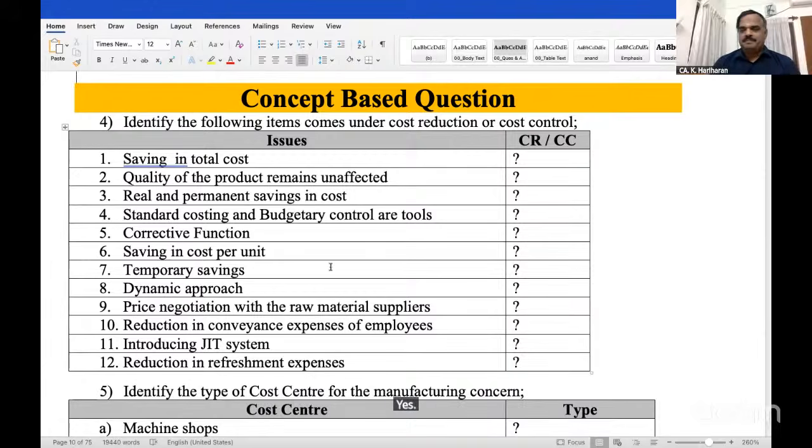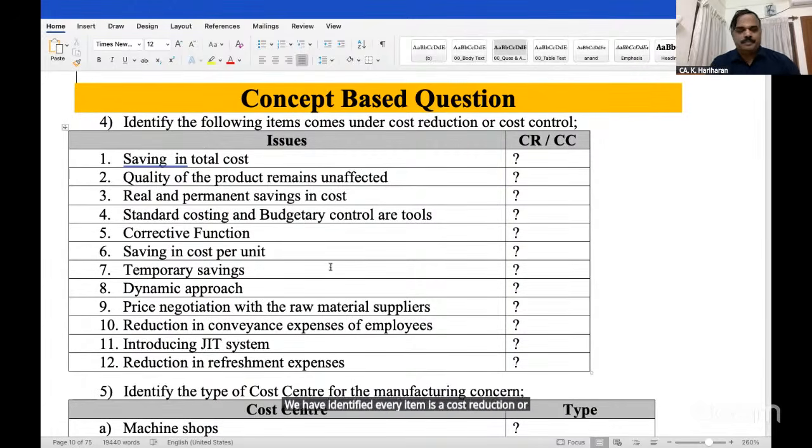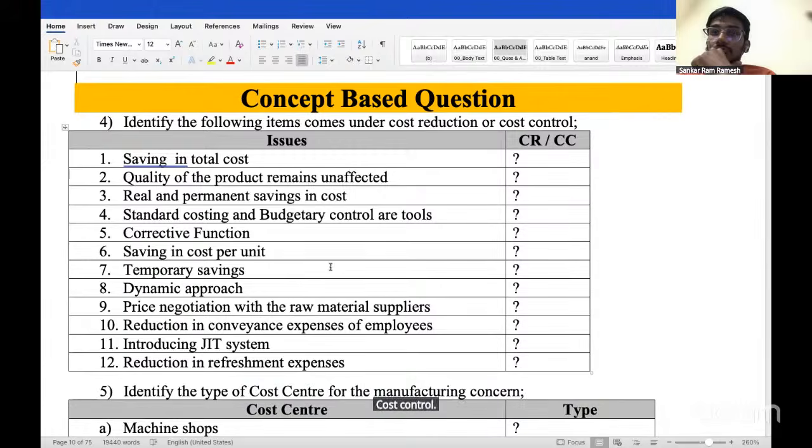Concept-based question. Identify whether the following items come under cost reduction or cost control. You know the difference between cost reduction and cost control, am I right? Based on the cost reduction and cost control differentiation, we have to identify whether every item is cost reduction or cost control. First one: savings in total cost, is it cost reduction or cost control? Cost control.